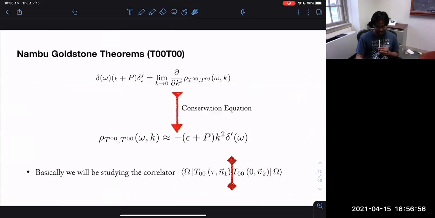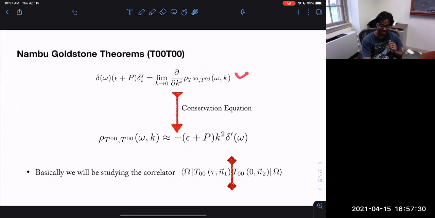Okay, so to move ahead, we will write down one more sum rule, which is actually useful for our purpose, which is the T0 sum rule. As we have already written down, for a boost we have this spectral density which relates T00, T0J, and basically the derivative of this quantity in the K going to 0 limit. Now the fact is T0J is related to T00 by the conservation equation.